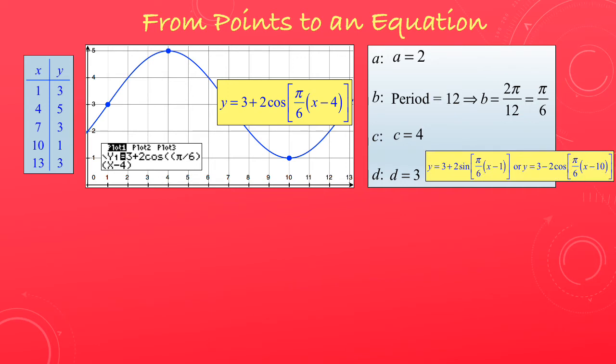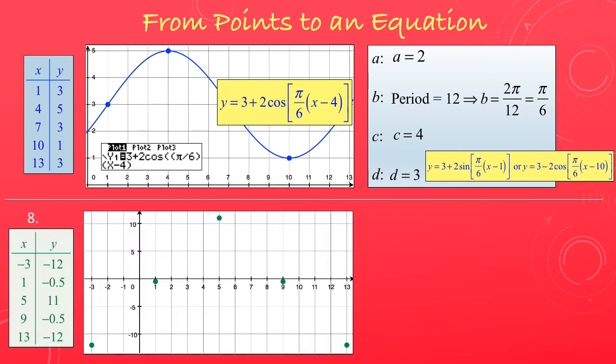There are other equations that will fit. For instance, we can think of this as a sine curve shifted 1 unit to the right, or y is equal to 3 plus 2 sine pi over 6 quantity x minus 1. We could also think of it as a reversed cosine curve shifted 10 units to the right, and therefore y is equal to 3 minus 2 cosine of pi over 6 quantity x minus 10.